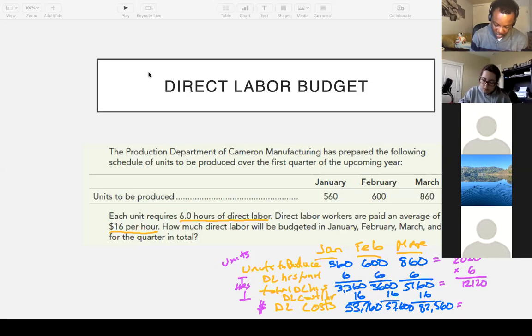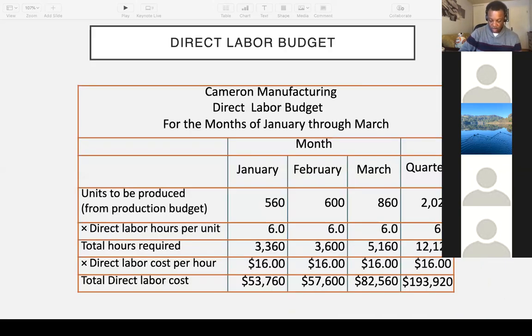The 16 doesn't change, right? If it did, we'd have to take some sort of weighted average, but it's $16 an hour. So our total cost is 193,920. How we did? Cool. There you go. Perfect.